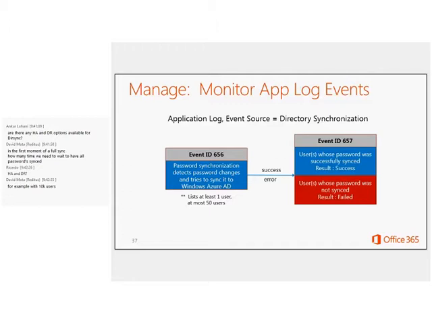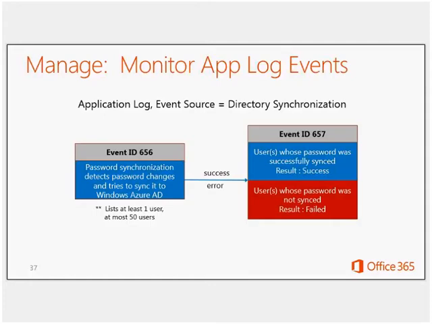So we'll record the results of both good syncs and bad syncs in event 657. So after event 656, you should see a 657. It'll have that user, and it'll let you know whether the password sync for that particular user was successful or failed.